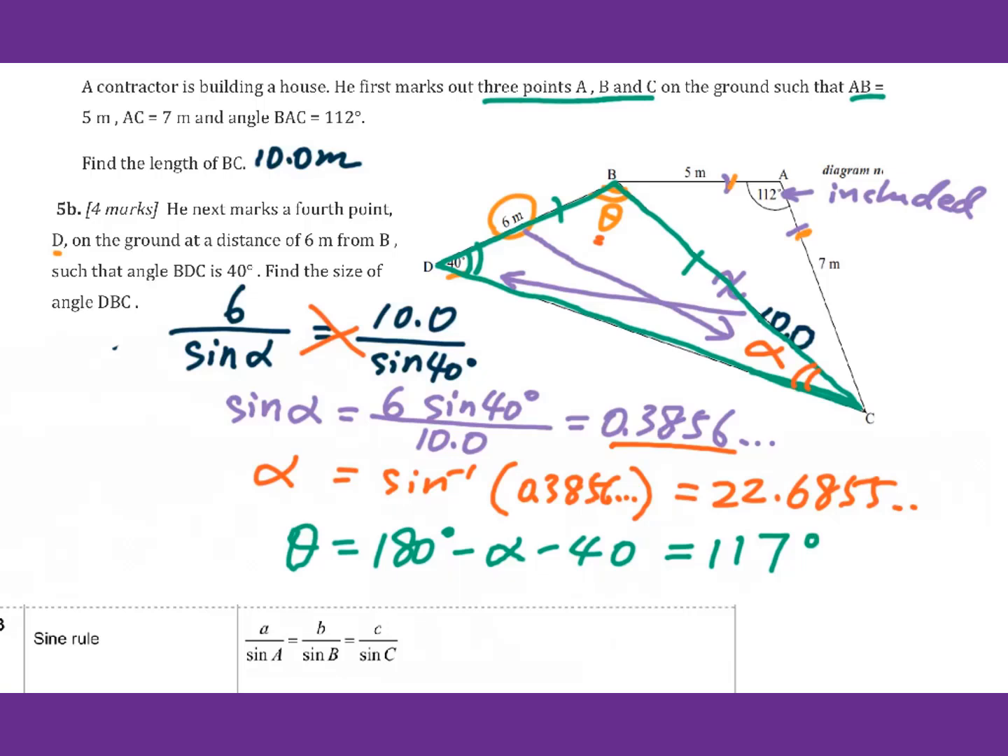117 degrees. Remember, if this is a middle value, don't change it into 3 significant figures. Just use the most accurate answer possible. Only the one we're looking for, like the size of angle DBC, use 3 significant digits.